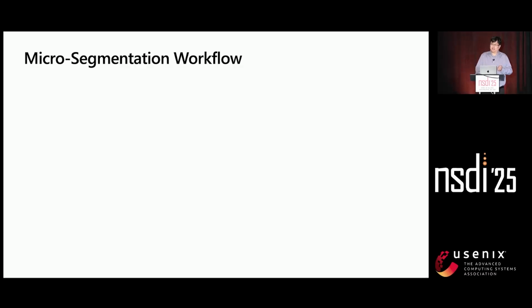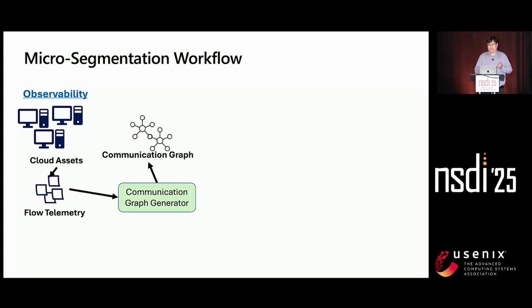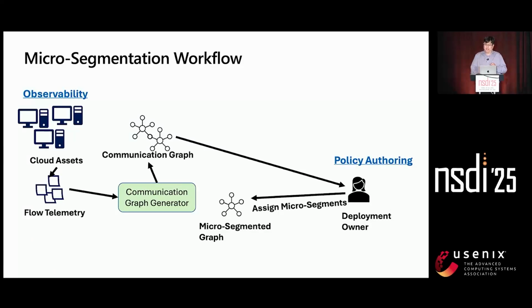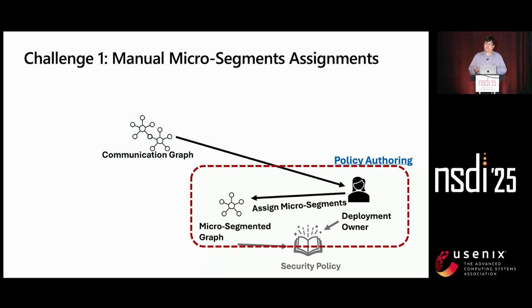To realize micro-segmentation, the typical workflow is that first we have to be able to see who talks to whom. So we collect the flow trace and generate these communication graphs. The next step is called policy authoring, where those graphs are sent to the network deployment owners. They look at those graphs and create groups of nodes, which they call micro-segments. Then they use the micro-segmented graph to create security policy, and enforce it based on runtime graphs.